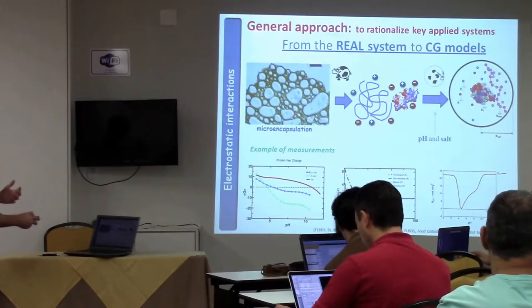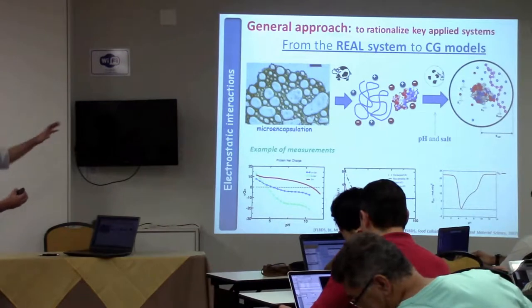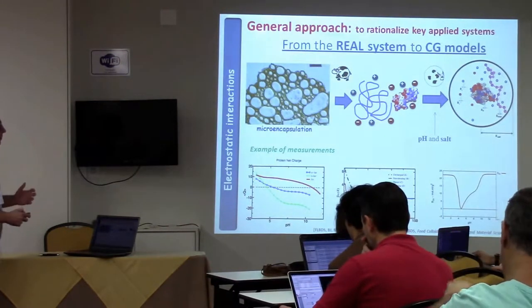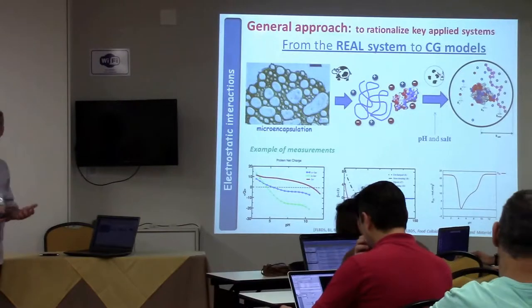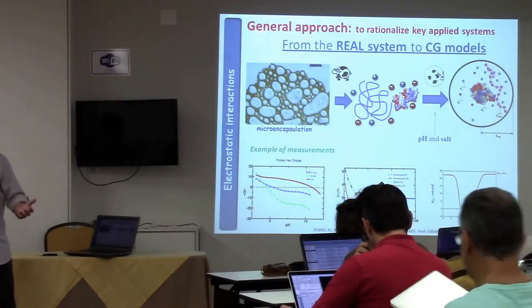When we look into these things, we apply the trick that's very common in physics courses, the so-called spherical cow approach. First of all, we identify the key elements. For instance, we know that for most microencapsulations, people use proteins and polyelectrolytes, like pectins.